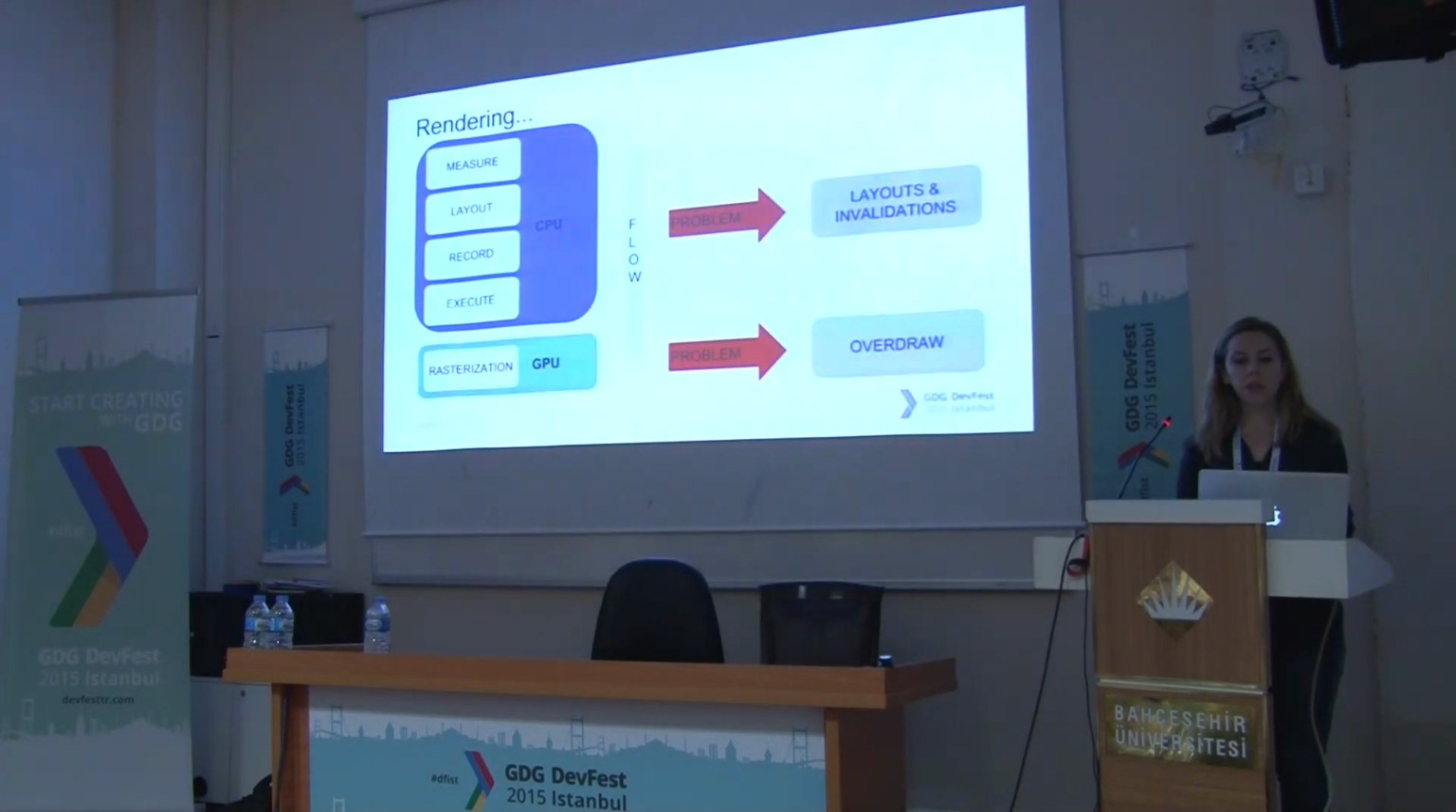And we can think about rendering on a device as two main pipelines, the CPU and GPU. Measure, layout, record, and execute operations are done on the CPU side, and rasterization is done on the GPU side. On the CPU side, the main problem is unnecessary layouts and invalidations, and on the GPU side, the most common problem is overdraw, which wastes your GPU time.